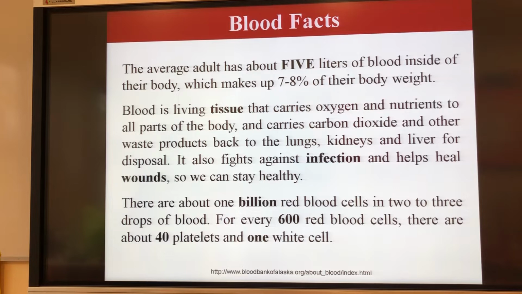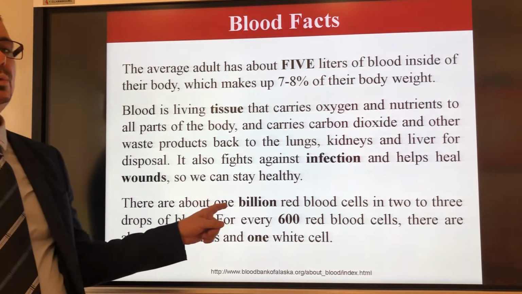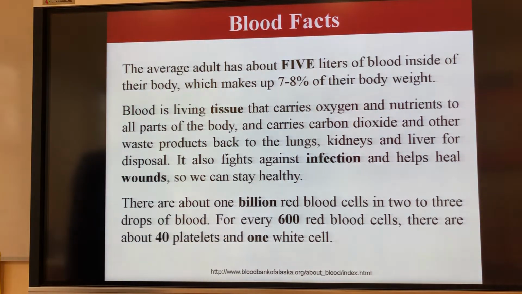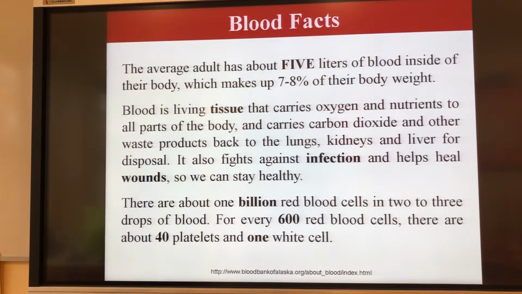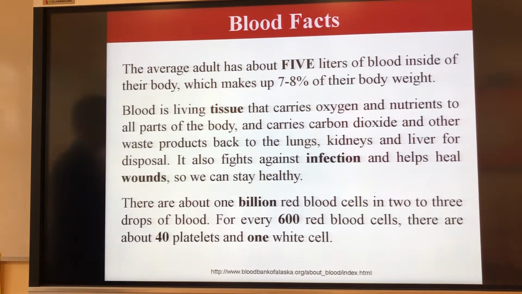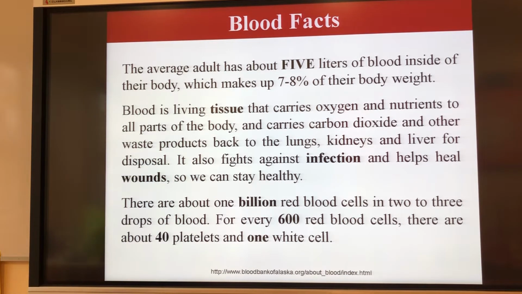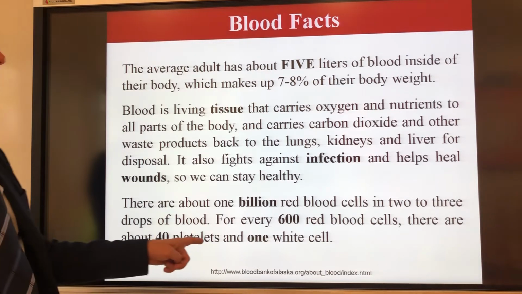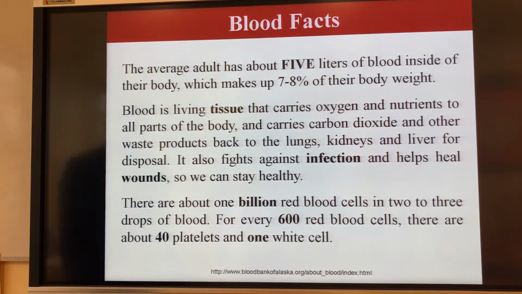How many red blood cells do we have in our body? Please look for this in the text. Yes, we have around 1 billion, so 1,000 million red blood cells just in 2 to 3 drops of blood. So it's a huge amount of red blood cells. For every 600 red blood cells, there are about 40 platelets and 1 white cell. So their number is much smaller.